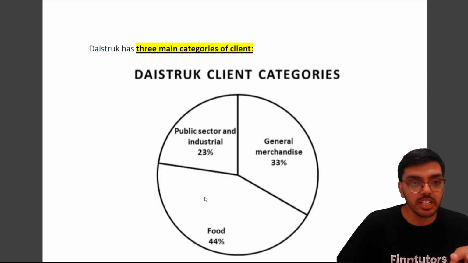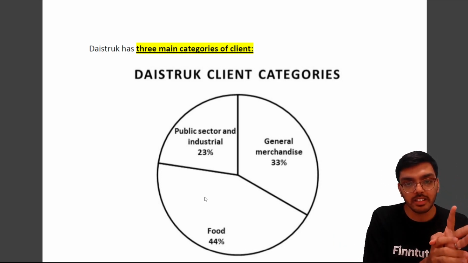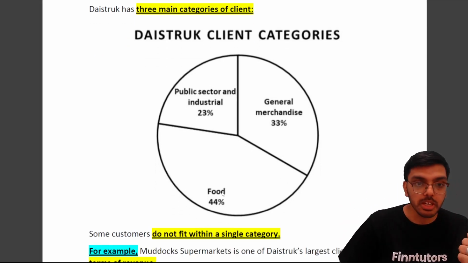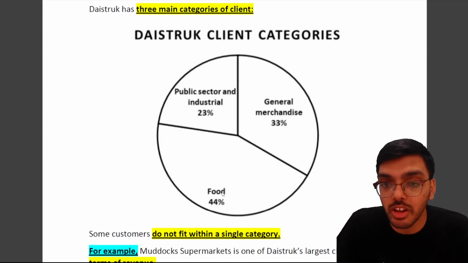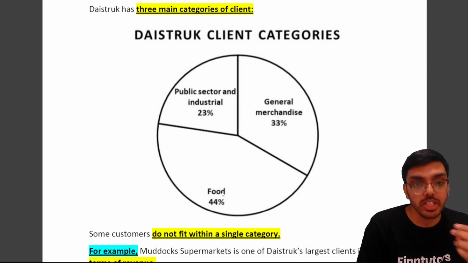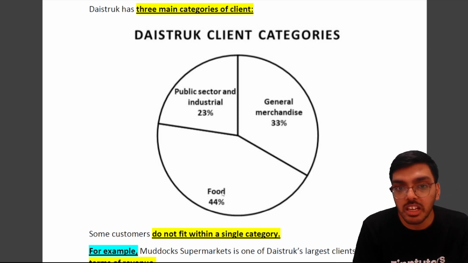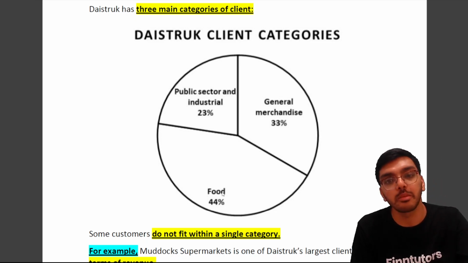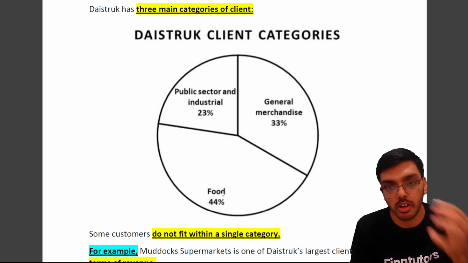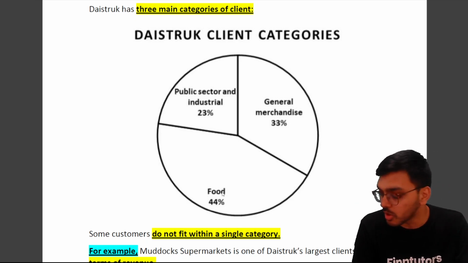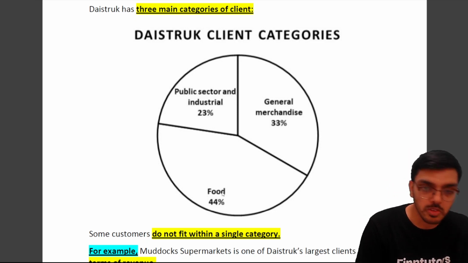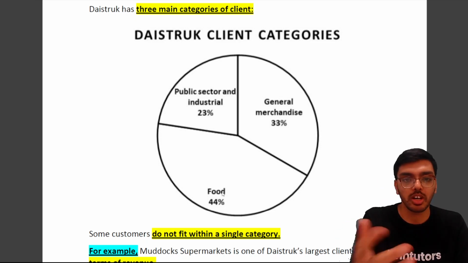Daistruk has three main categories of clients. If we look at our category of clients, they can be diversified into three main areas. First being food, then general merchandise, and then public sector and industry sector. Public sector means dealing with the government, industry sector means dealing with individual industries, food meaning food, and general merchandise meaning it could be anything with your supermarket goods, your day-to-day goods, your perishables, non-perishable goods as well. It could be everything related to your customer goods.